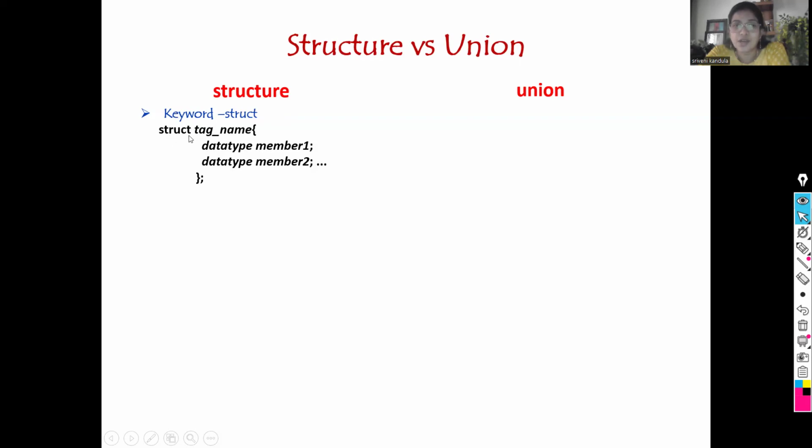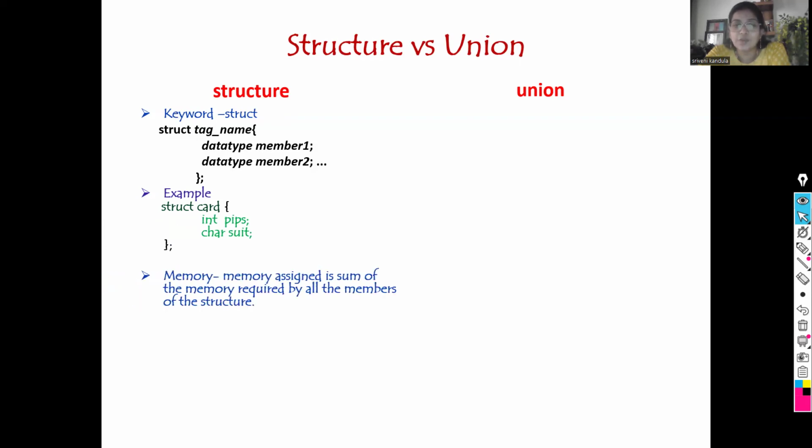Okay, so start with this basic difference. And then you can write an example for a structure. Any example of your choice. Okay, so that it gives you 2 points. And then the memory requirement. So the memory assigned is the sum of the memory required by all the members of the structure.